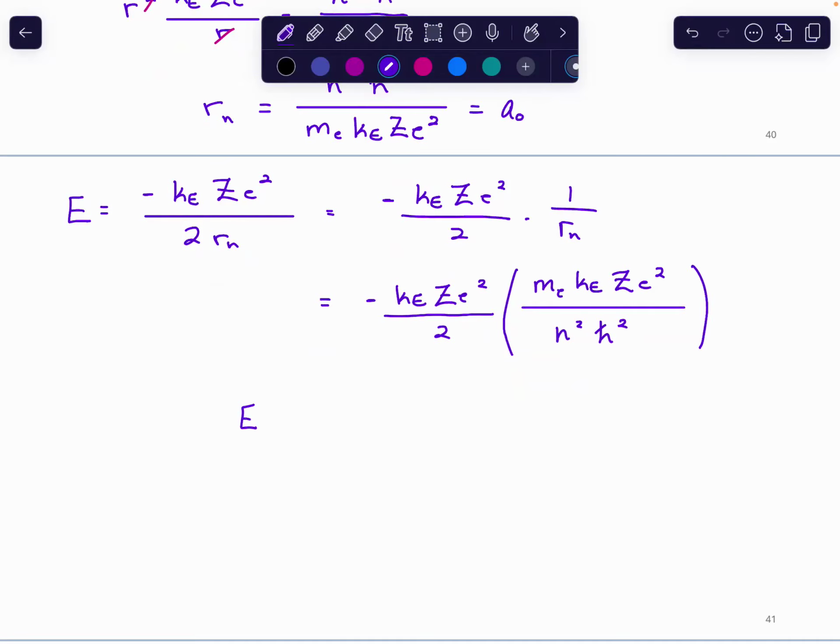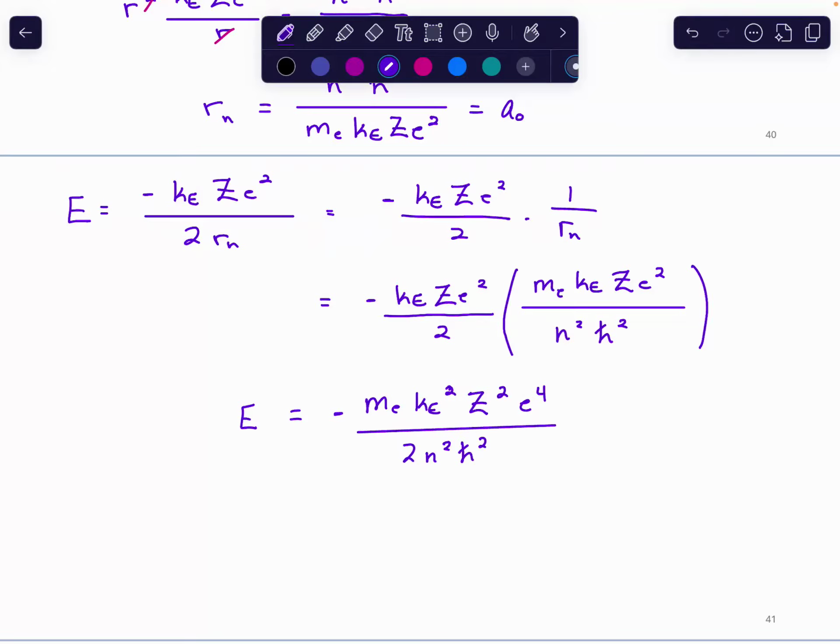And when we solve this, we end up with the energy of our electron at an energy level, principal quantum number n. We get negative the mass of our electron, k_e squared, Z squared, e to the 4th, over 2 n squared h bar squared.